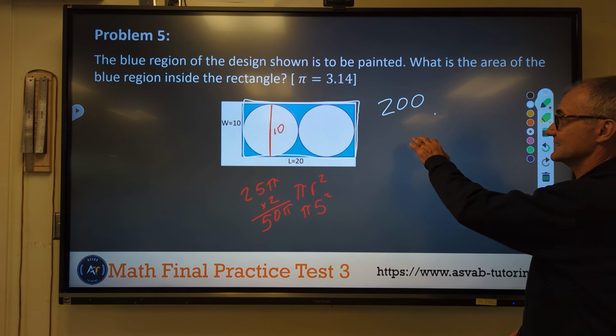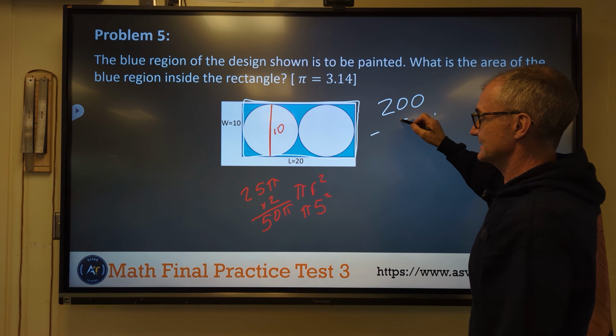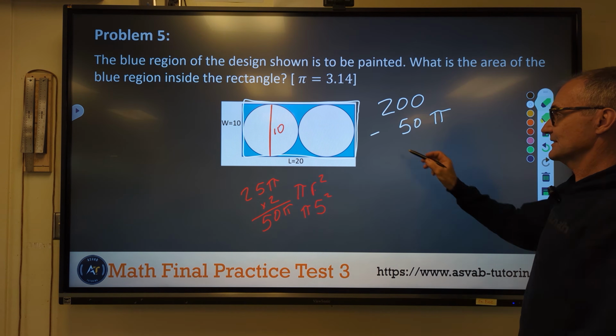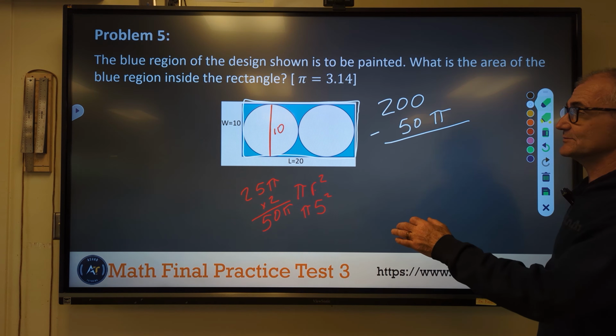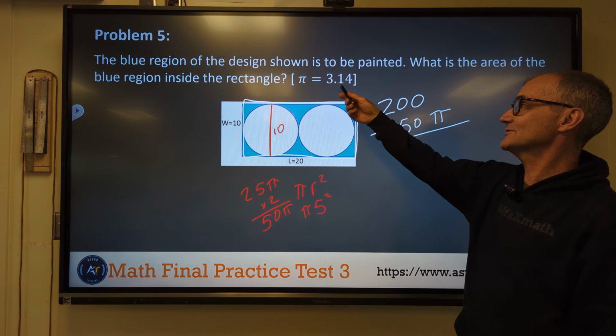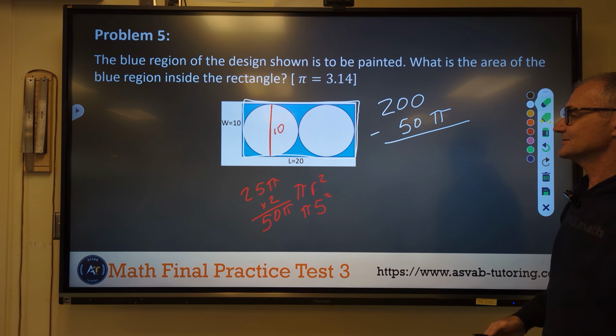So the area of the rectangle is 200. The area of the two circles is minus 50 pi. And that might be one of your answers if it's multiple choice, 200 minus 50 pi. But the fact that they gave you this right here, we probably should multiply it out.